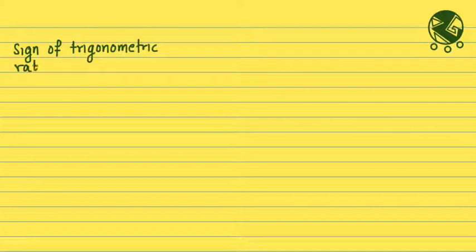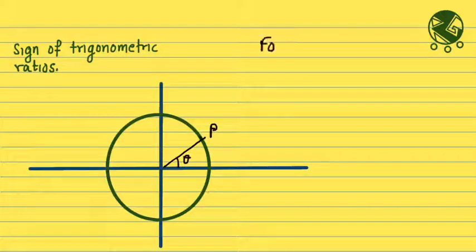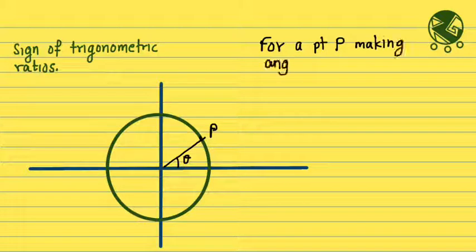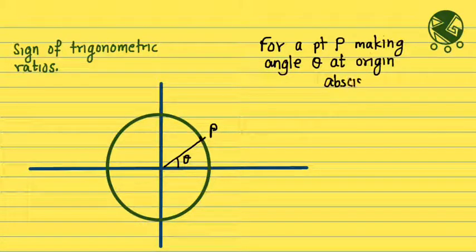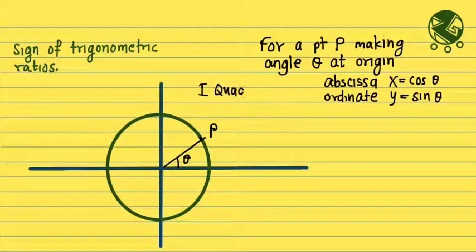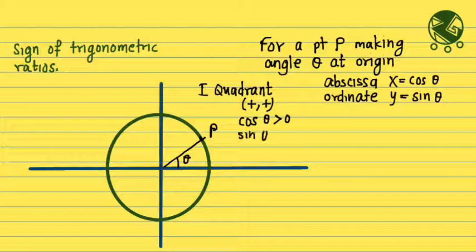Now, signs of trigonometric ratios. As we have already seen, for a point P making angle theta at the origin, the abscissa, which means the x coordinate, is equal to cos theta, and the ordinate, which means the y coordinate, is equal to sin theta. So, in the first quadrant on the Cartesian plane, x and y both are positive, that means sin theta and cos theta are going to be positive, right?